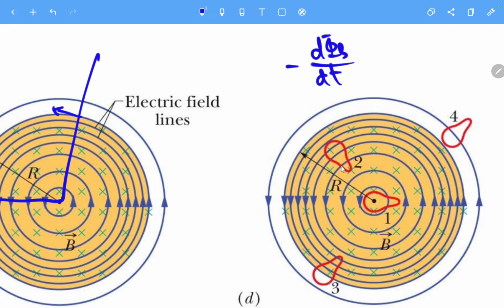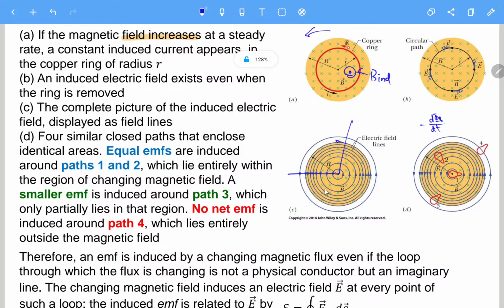Okay, so here it says dΦB/dt, or negative dΦB/dt, for contour 1 and contour 2 are exactly the same. Similar closed paths that enclose identical area, so equal EMF are induced around path 1 and path 2. They share the same negative dΦB/dt, which means that E1 should be equal to E2, equal to negative dΦB/dt. Okay, so which lie entirely within the region of the changing magnetic field.